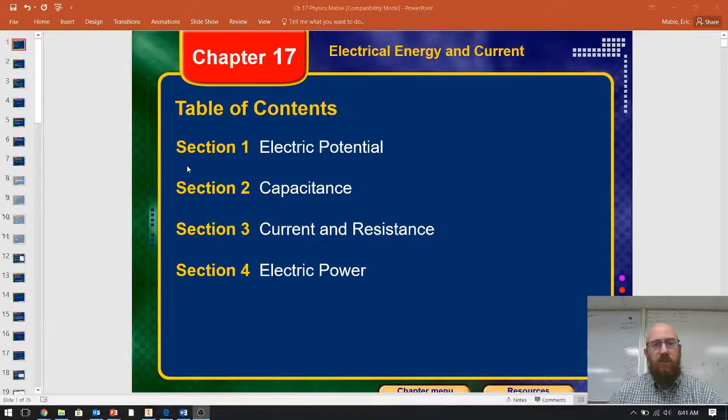All right, we're going to jump into chapter 17. Honestly, one of the harder things about chapter 17 is understanding the questions and using the vocabulary. You'll see that here in a second. This is the table of contents. Electrical potential and electrical potential energy is what we're going to go through today, A and B. We'll get to C and D, current, resistance, and electrical power, in a later video. So let's go right into it.